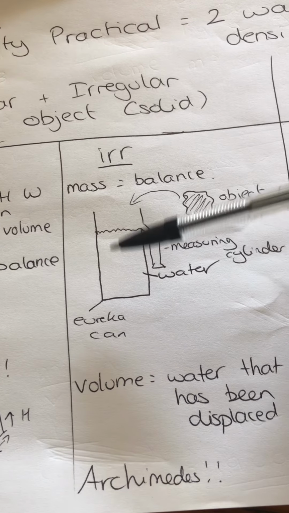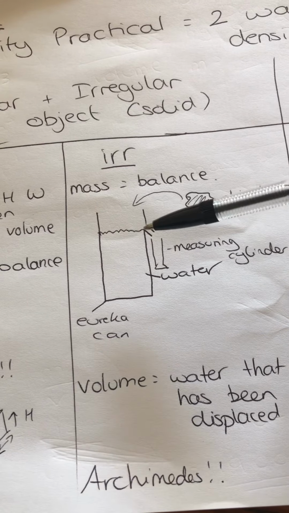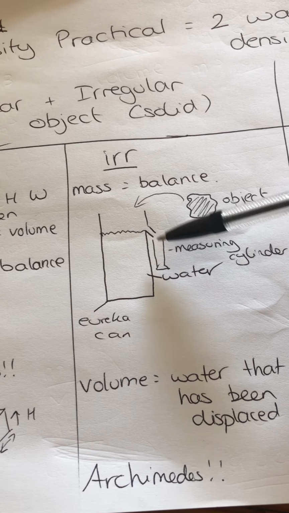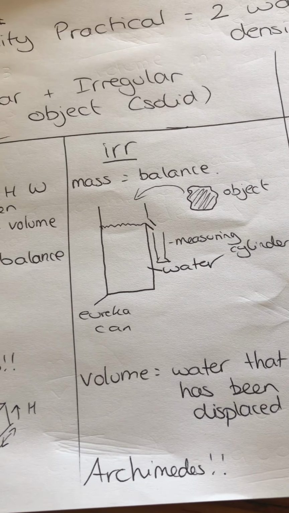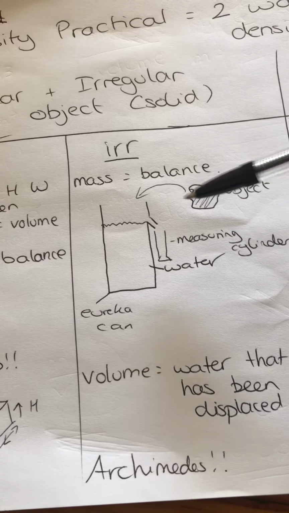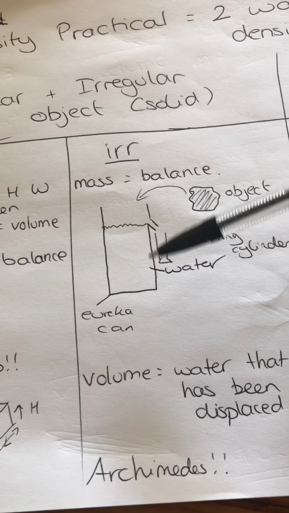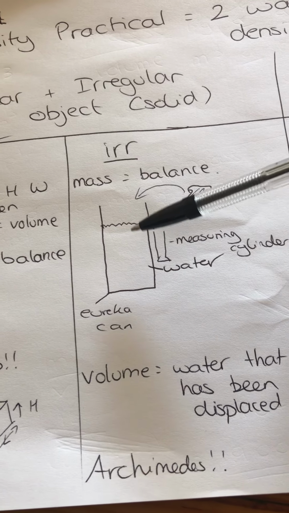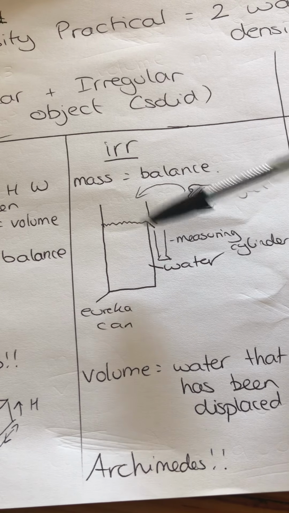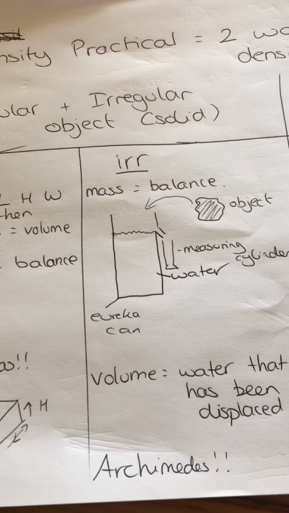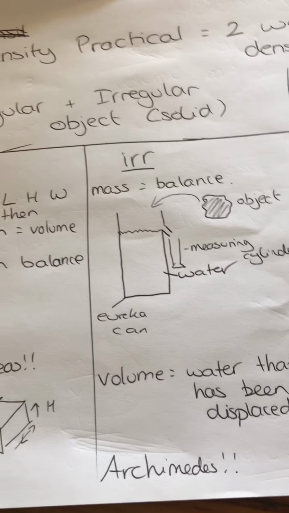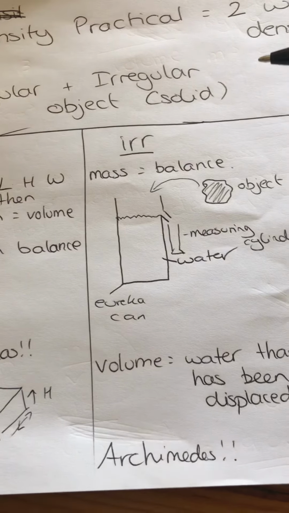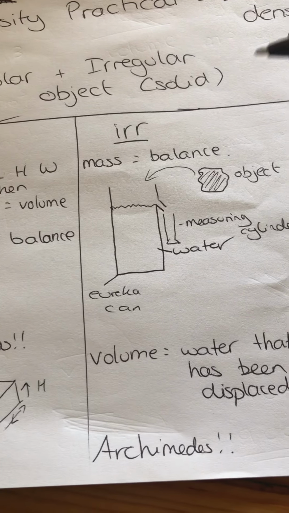Now then, a Eureka can is usually a silver can. And what you do is you fill it up with water just below this spout on the side of it. And underneath that spout, you place a measuring cylinder. You then pop the object into the can, and what happens is that the volume of the object will be displaced. Think about it, every time you get into a bath, the water rises in the bath, and that's because your mass has displaced the particles of water. You've added yourself to it.